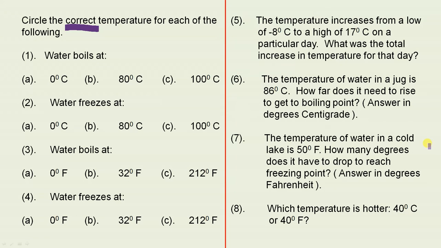Number 7, the temperature of water in a cold lake is 50 degrees Fahrenheit. How many degrees does it have to drop to reach freezing point? And the answer is in degrees Fahrenheit. And number 8, which temperature is hotter, 40 degrees Celsius or 40 degrees Fahrenheit?